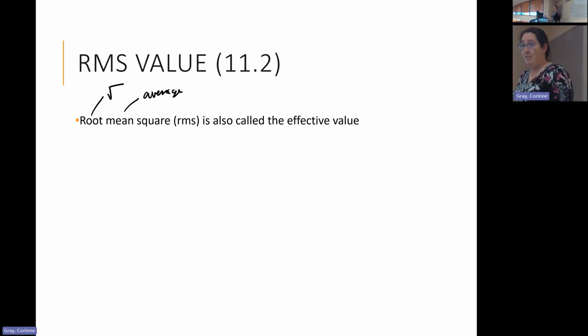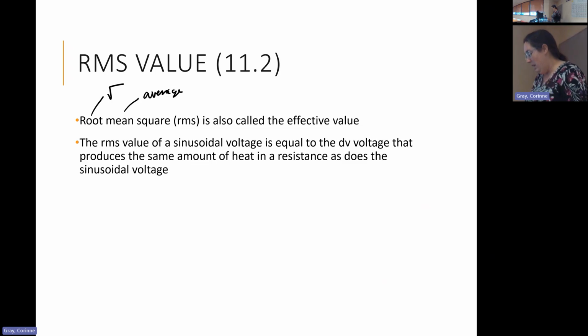So yes, there is an average. There is a square root in here. The number 2 is gonna pop up as well. Its formal definition for circuits is a little bit different compared to where else you will see it. The proof is the same regardless. But the RMS value of a sinusoidal voltage is equal to the DC voltage that produces the same amount of heat in a resistor as does the sinusoidal voltage.